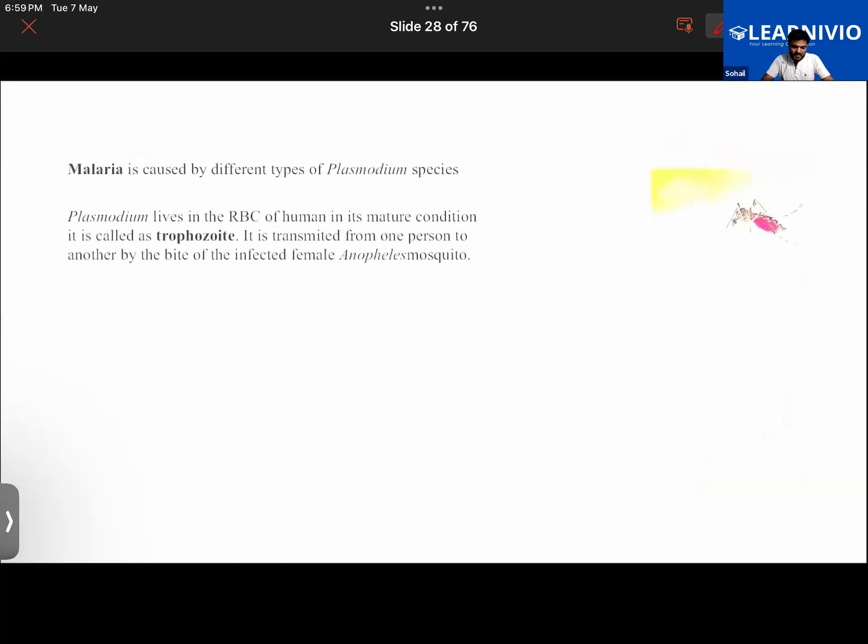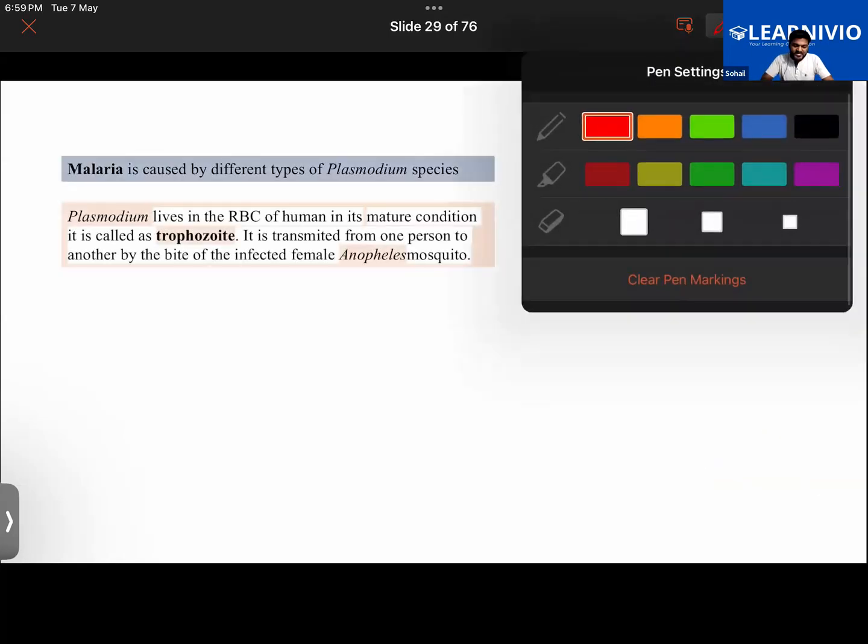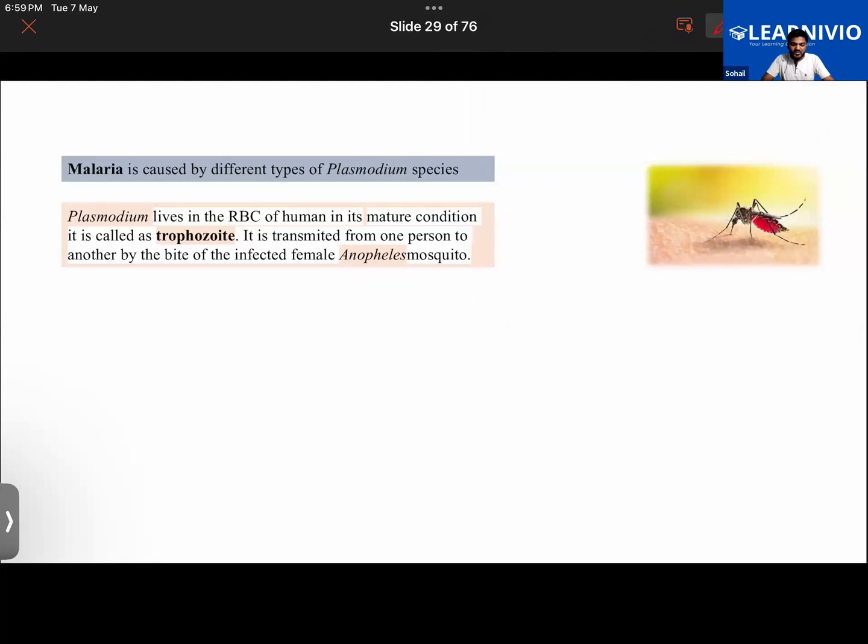Then you have the most common disease spread by the protozoa, that is called malaria. If you remember, in the beginning we had different examples of protozoa. You had one example of plasmodium. So what does this plasmodium do? Plasmodium is found living in the red blood cells of humans, and in its mature condition it is called trophozoite.